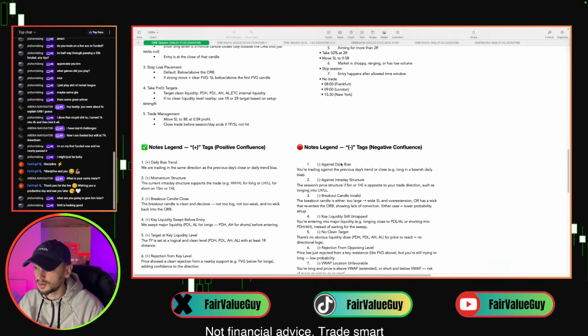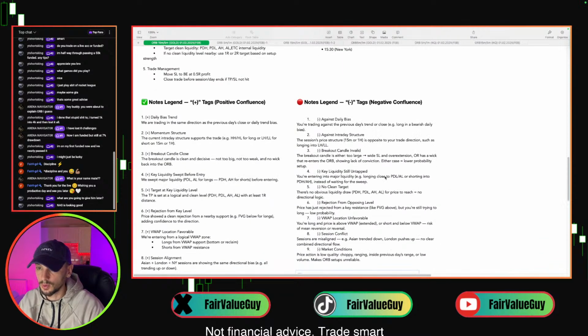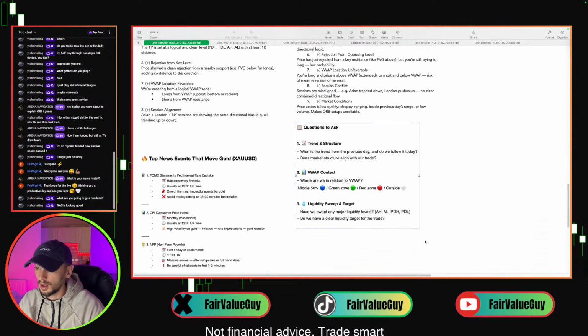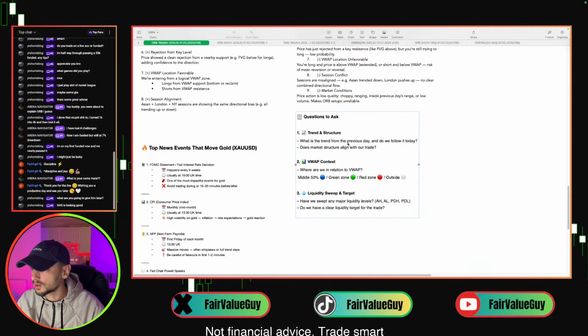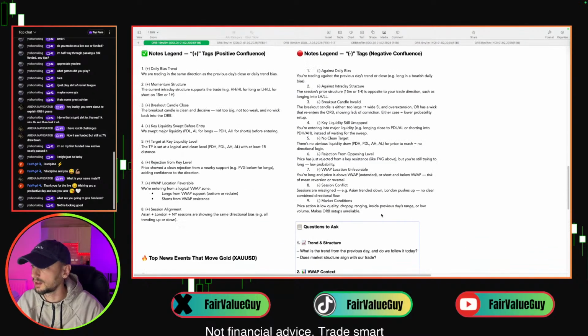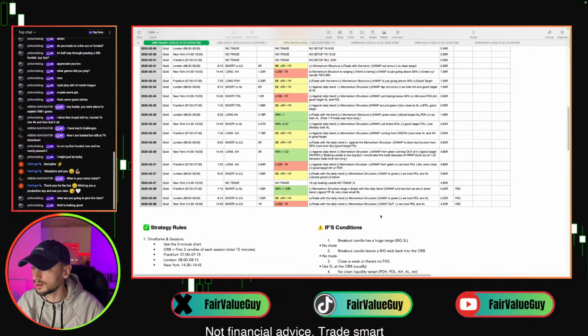And this is just a legend for what you're going to see above. You can take a screenshot of this, because these are questions you can ask yourself. What is the trend from the previous day, and do we follow it today? Does the market structure align with the trend, etc.? You can take screenshots of that and revisit it later.